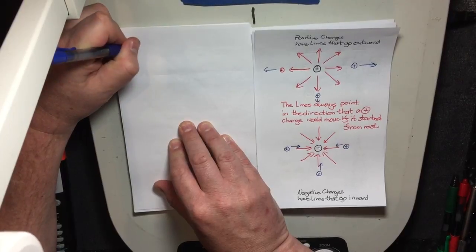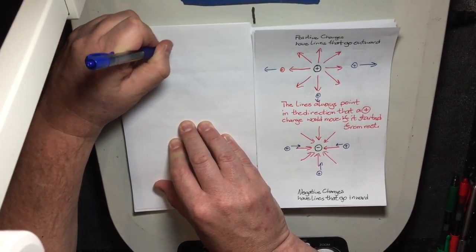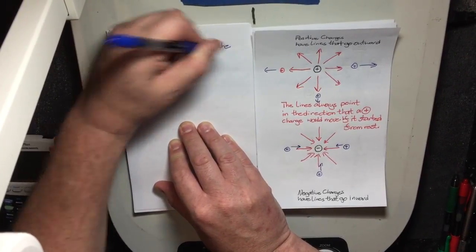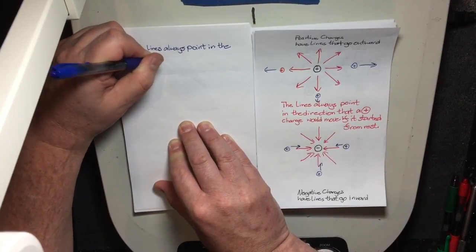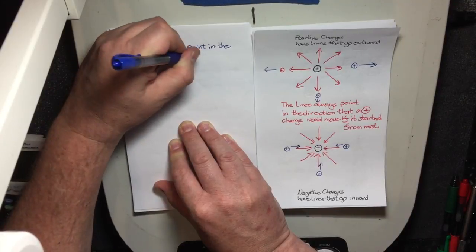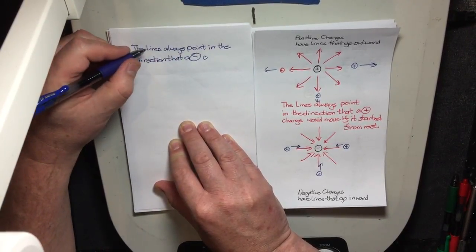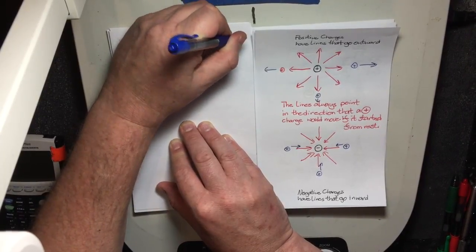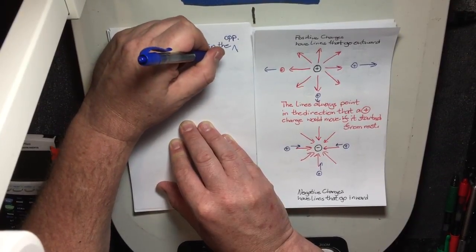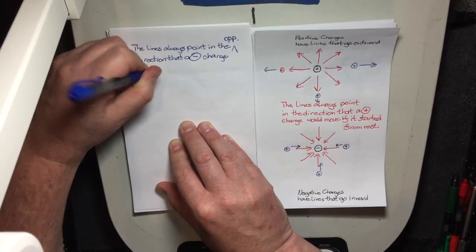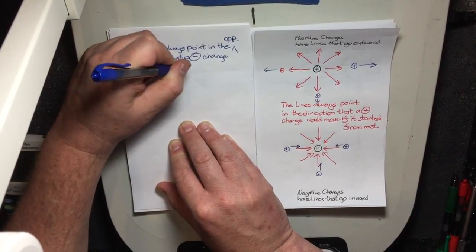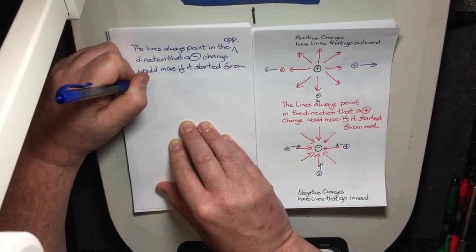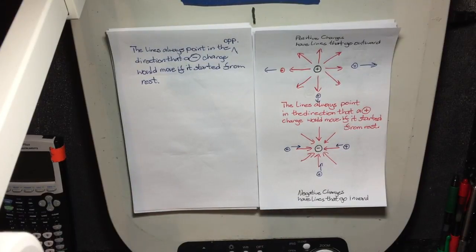Likewise, the lines always point in the direction that a negative, or point in the opposite direction. I'm trying to get the English working right. The opposite direction that a negative charge would move if it started from rest. I know, horrible writing. So let's go over this again.